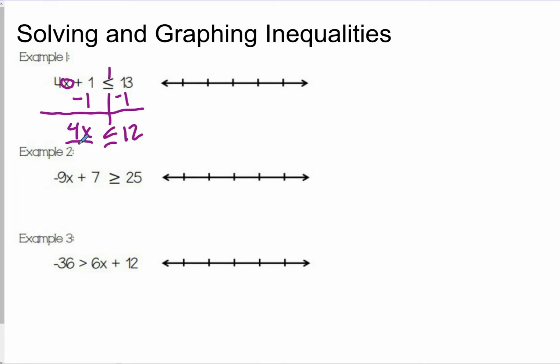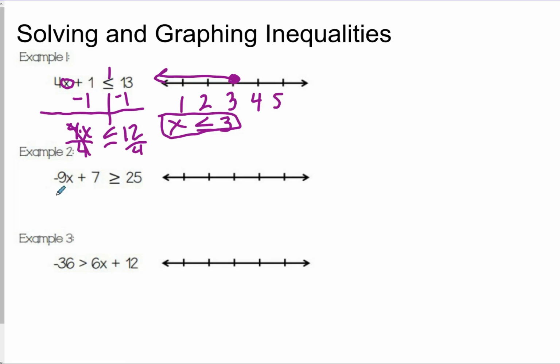Again, we're going to continue solving by doing inverse operations. The 4 is multiplying, so the inverse is to divide. So we get x is less than or equal to 3. We did not flip the inequality symbol because we divided by a positive. It's going to be a closed dot, and my arrow is going to go to the left. Notice how it matches my inequality symbol because it's less than, so my answer range is decreasing. Go ahead and try example 2.